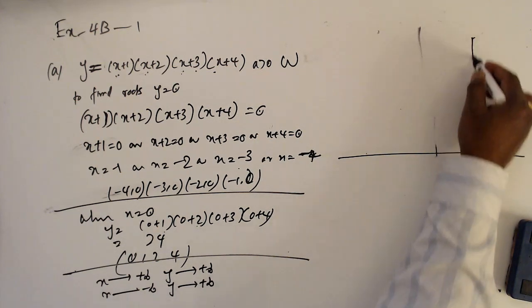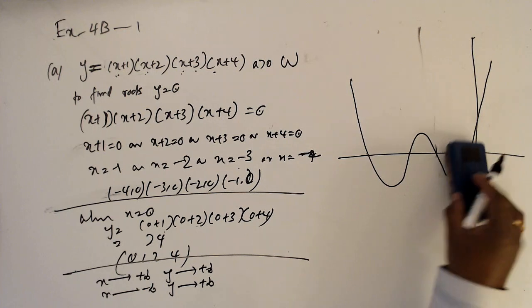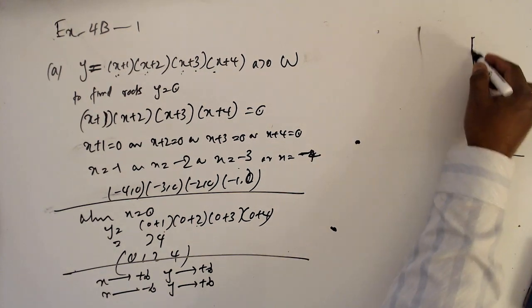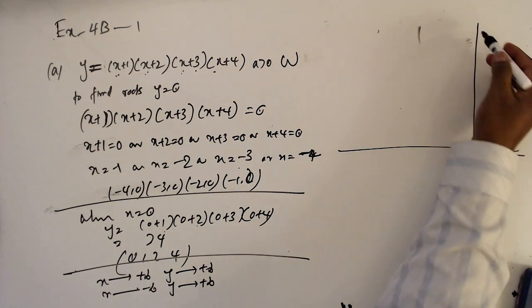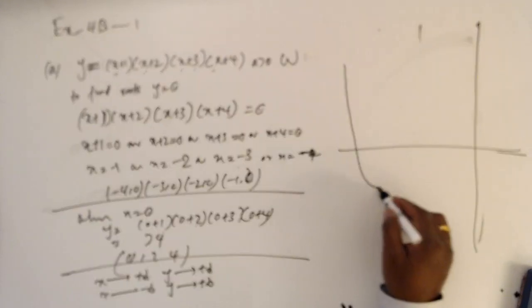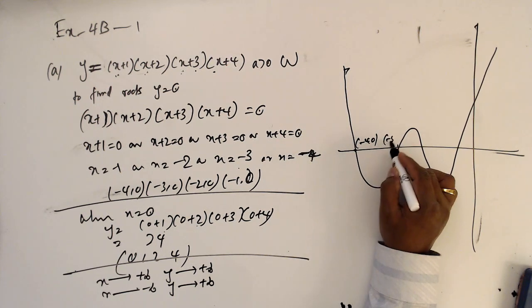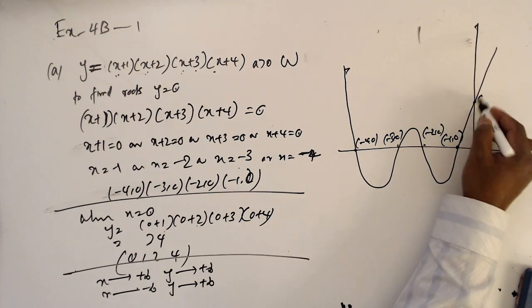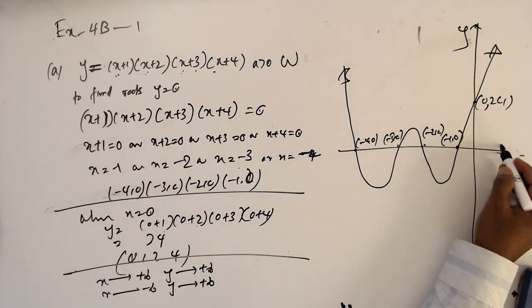I've put all the stuff on the x-axis, so it's not a good one. I'm trying to draw without marking. Let's try again. Okay, this is minus 4 0. This is minus 3 0. This is minus 2 0. This is minus 1 0. And this is 0 24. And this is y. And this is x. This is 0.